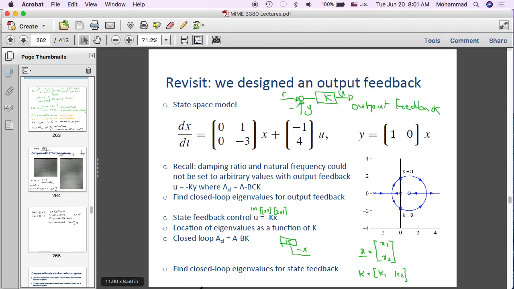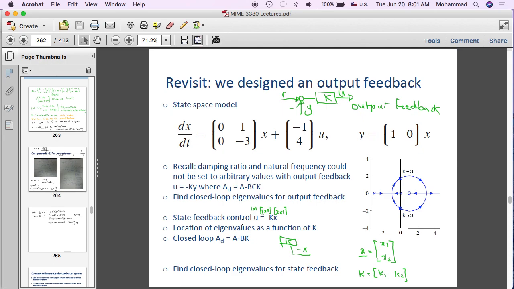And we talked about the fact that if A of closed loop, when we are feeding back the output only, is A minus B times C times K, A of closed loop, when we are feeding back the entire state vector, is going to be A minus B times K. And we discussed the fact that K in the second design, where we are feeding back the entire state vector, is going to be a vector itself.